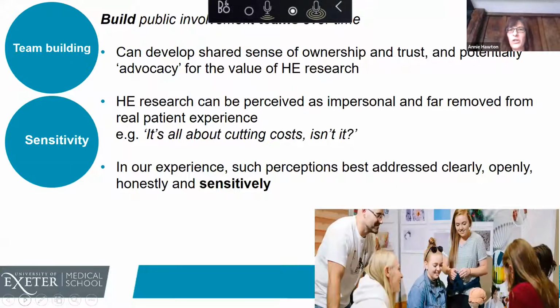And then the final two of the PAX Principles, team building and sensitivity. Building a team over time can help to create a shared sense of ownership and trust, and also the potential for public contributors to be advocates for the value of health economics research.